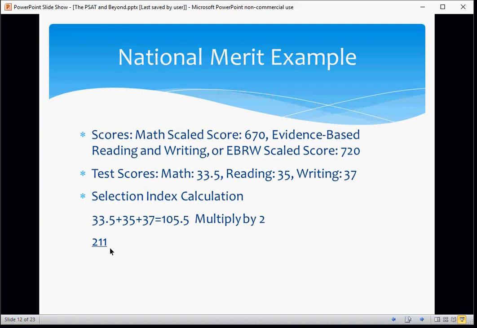And you can see that these are quite high scores, like I said earlier. The maximum score is 38 on each of these three areas. So in order to get a 220, it's going to be very difficult. You have to have almost perfect scores. The maximum selection index is actually 228, because if you got a 38 in each of these three areas, that's what it would come out to be, a 228.